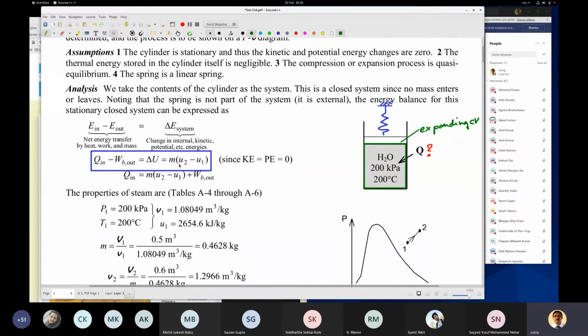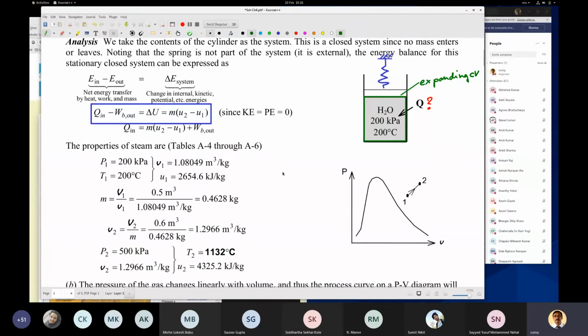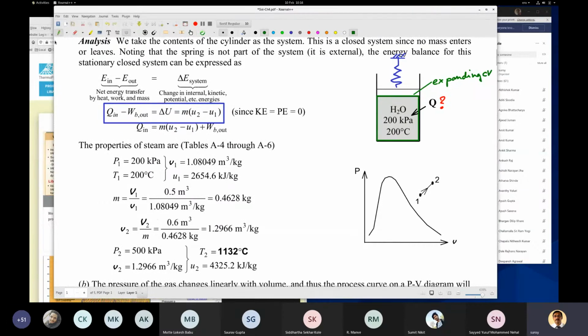So the change in energy, if we neglect kinetic energy and potential energy, is equal to the change in the specific internal energy. So the Q in is nothing but the work because of the spring plus the change in internal energy, which can be calculated. Now there are steam tables available in the book, but here you can also use this, right?